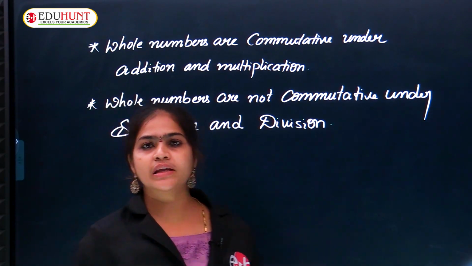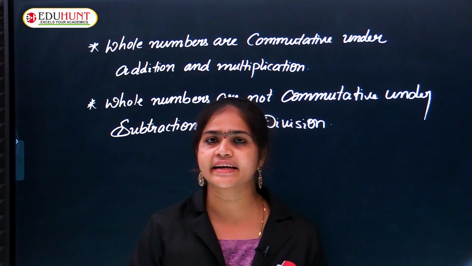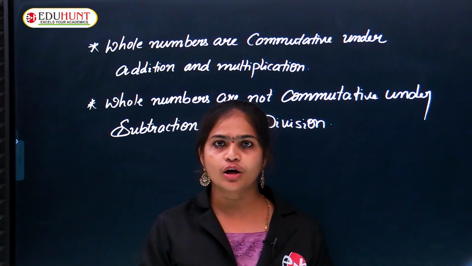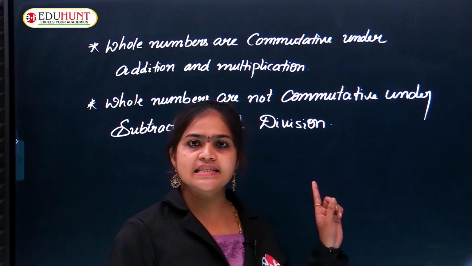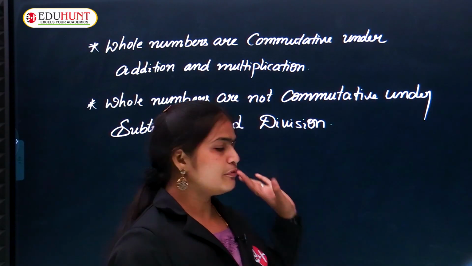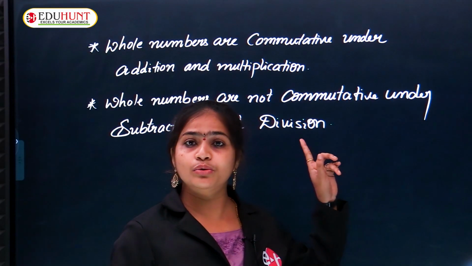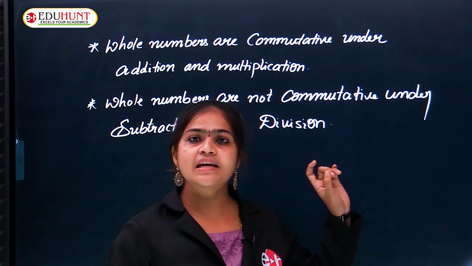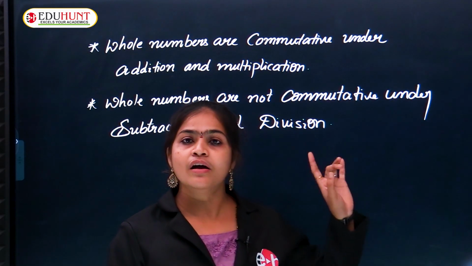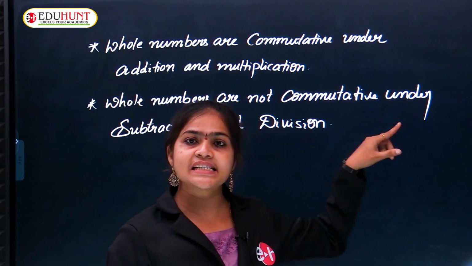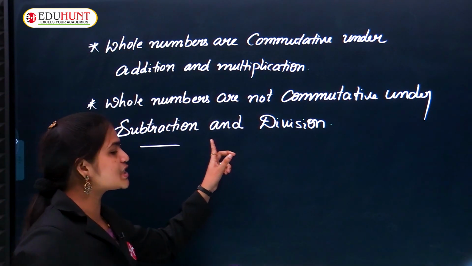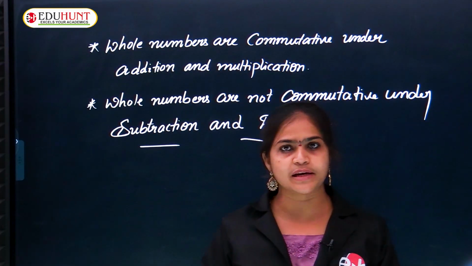Understood? So this is about the commutative property. The commutative property condition is A star B is equal to B star A. Here star is any fundamental operation; for whichever fundamental operation this is satisfied, the property holds for that operation. The final statements are: whole numbers are commutative, meaning the commutative property is satisfied, under addition and multiplication. And whole numbers are not commutative under subtraction and division. These two are the final statements.